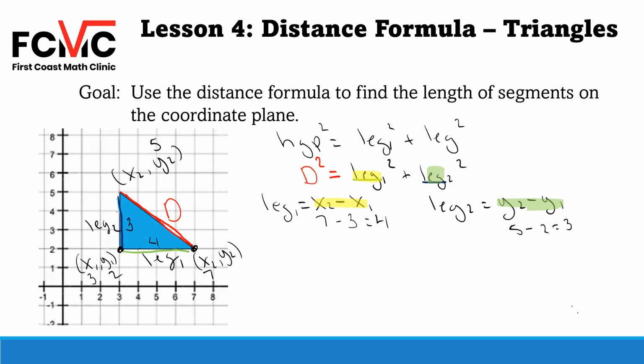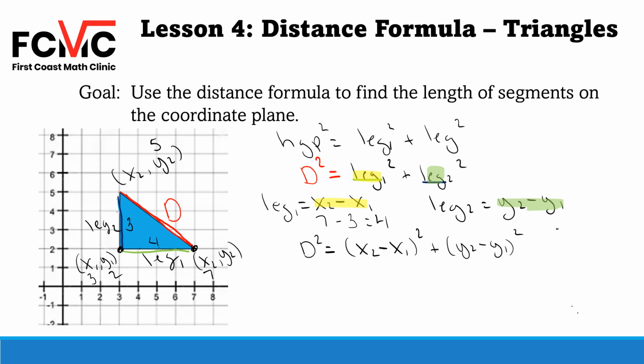So I'm going to substitute x2 minus x1 in for leg 1, y2 minus y1 in for leg 2. So let's rewrite this. So I'm going to get d squared, which was my hypotenuse, or is my hypotenuse, is equal to (x2 minus x1) squared plus (y2 minus y1) squared. So we've got our formula with x1, y1, x2, y2.